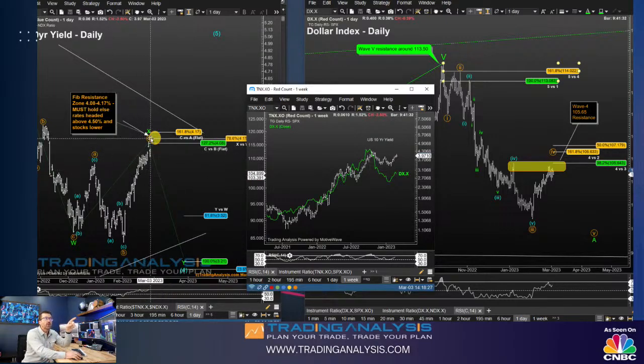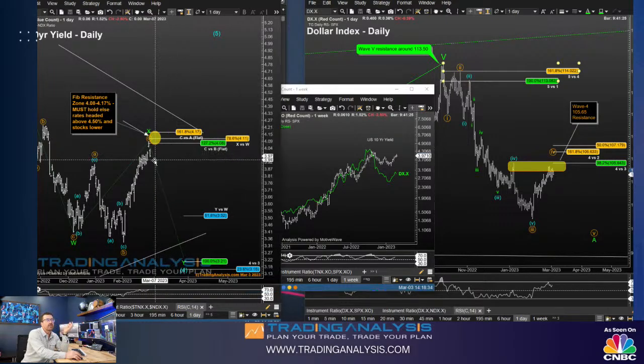The yields, as I started with, are into resistance. So, I think what's happening now is we tried to make a run above 4% in the 10-year. We're starting to back off. The move higher in US yields last year relative to the rest of the world drove US dollar strength.